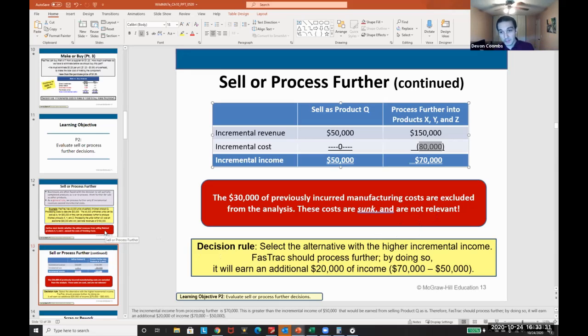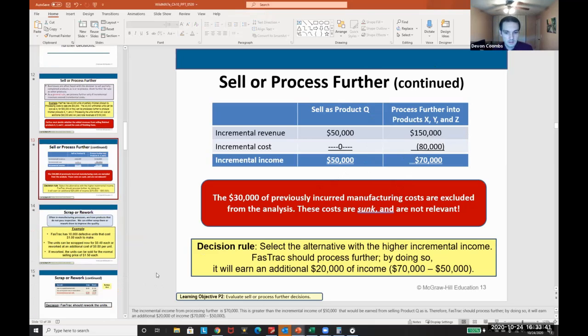So if I asked you how much additional revenue we'd make from processing the products further, it'd be the 70,000 minus the 50,000, right? The 20,000. So I'm going to stop.